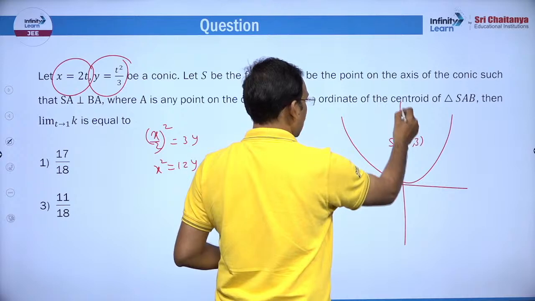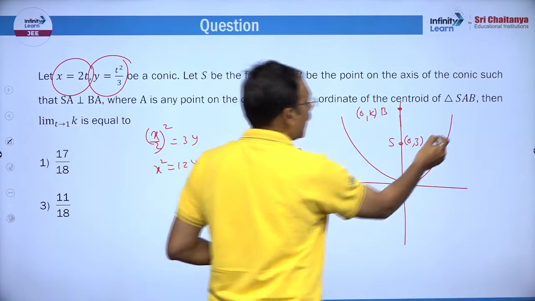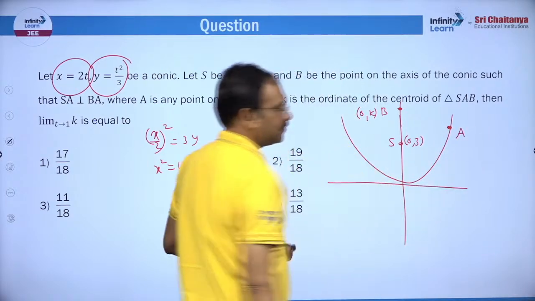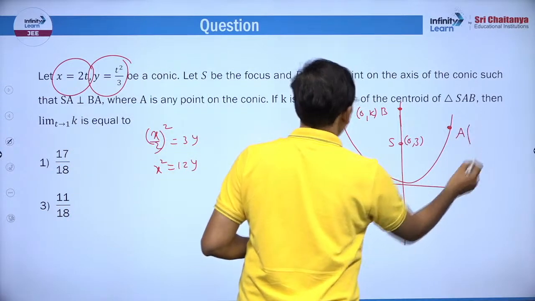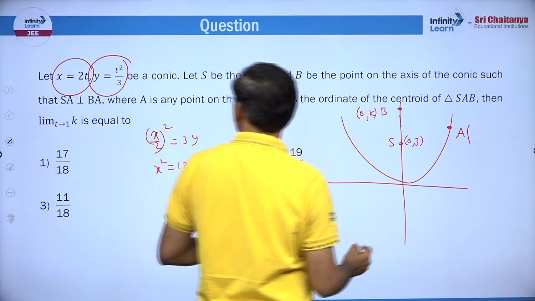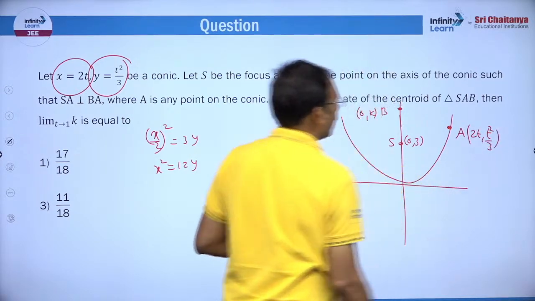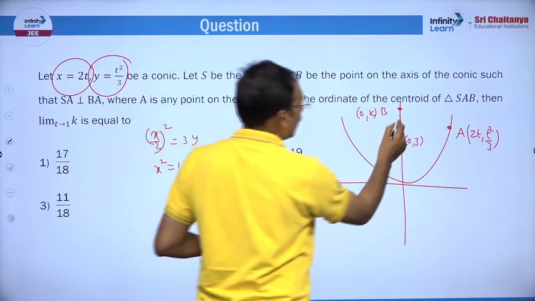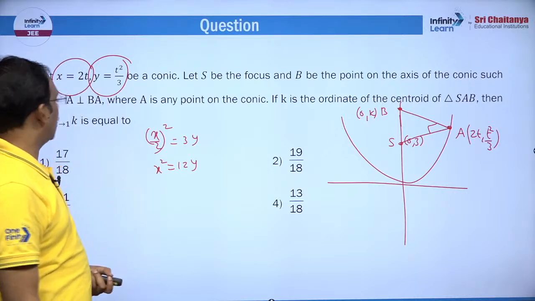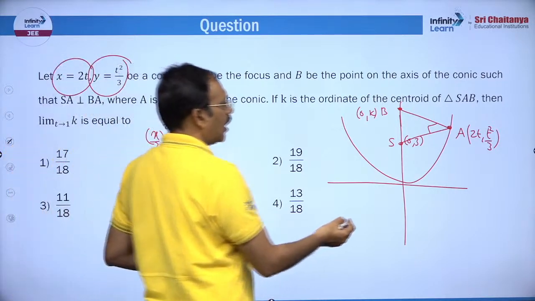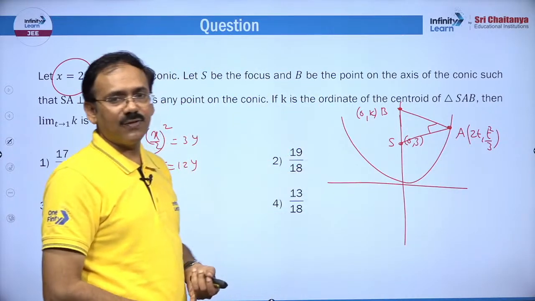Suppose on the axis you take the point B, say (0, k), and A is any general point on the conic. For the general point, why do not you take x as (2t, t square by 3)? This is the general point. Now, my dear friends, given this angle is 90 degrees, SA is perpendicular to BA. So, friends, can't you find a value in terms of this t and k? You can write k also in terms of t, that is the point.